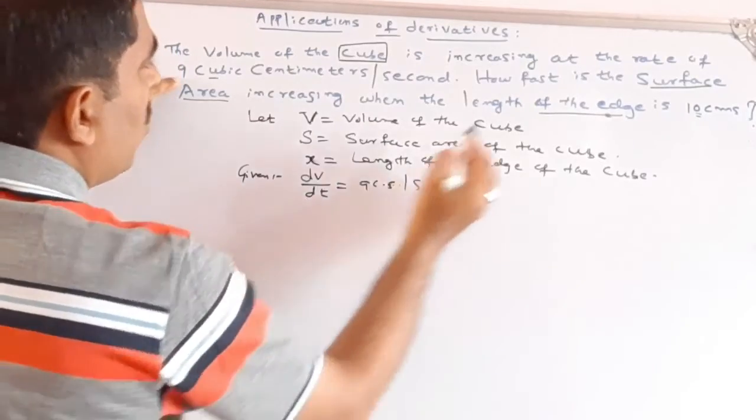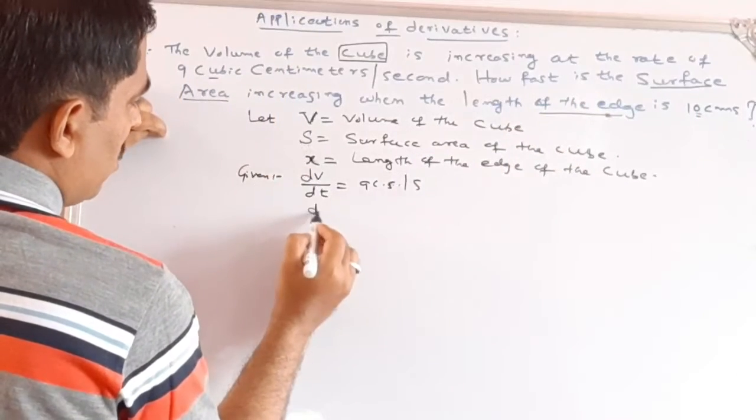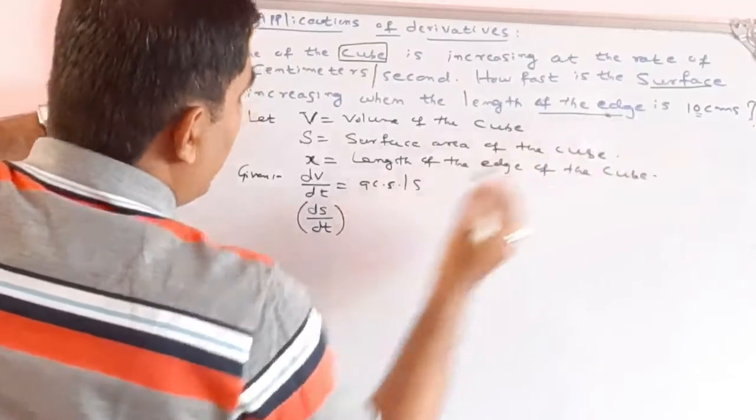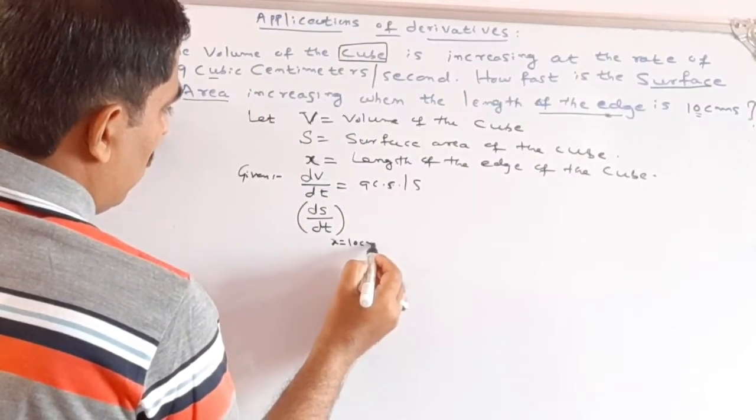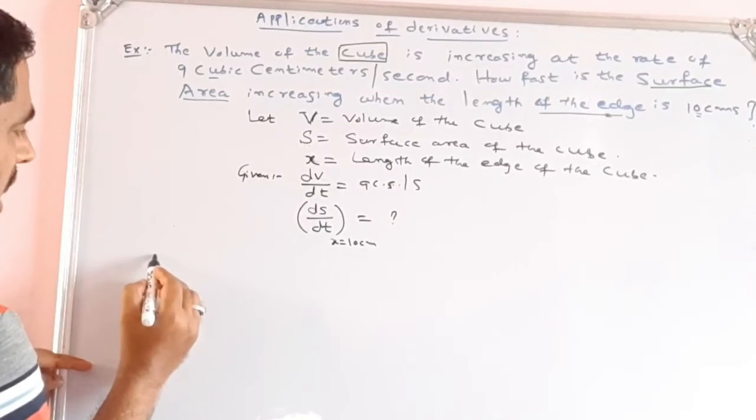Then what we have to find out? The last sentence: how fast is the surface area increasing? Surface area means S, so I have to find dS by dt when the edge is 10 centimeters. Edge means x, so the length of the edge is 10 centimeters. What is the rate of change of surface area?